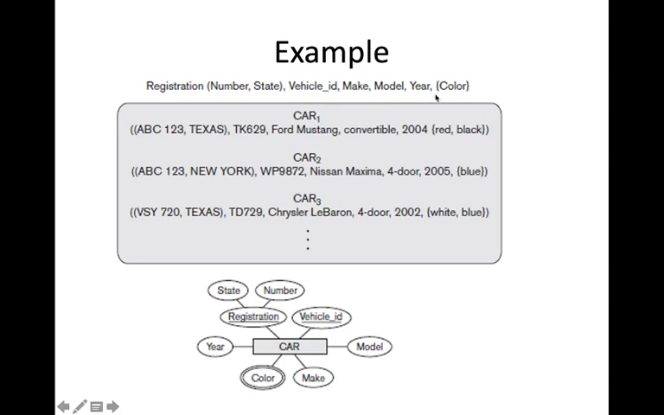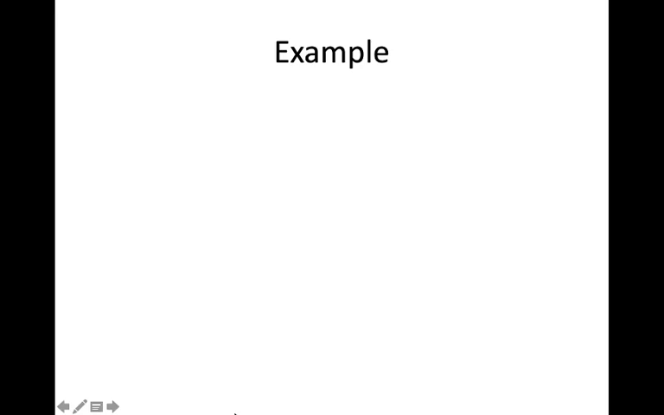Then we have color, which is a multi-valued attribute. A multi-valued attribute should be represented in a double oval. So a double oval should be used to represent this multi-valued attribute. In this way we can represent the entities. We have to identify the different entities and represent them using ER models.